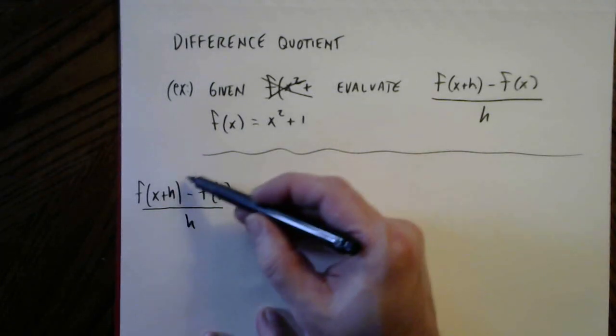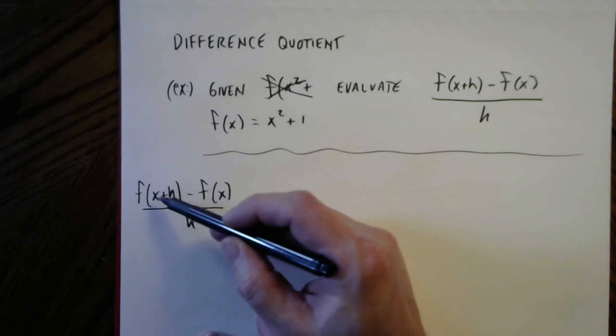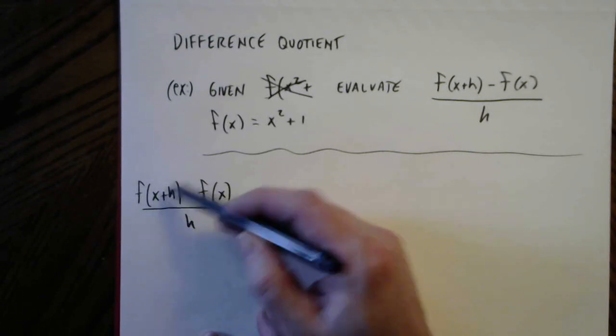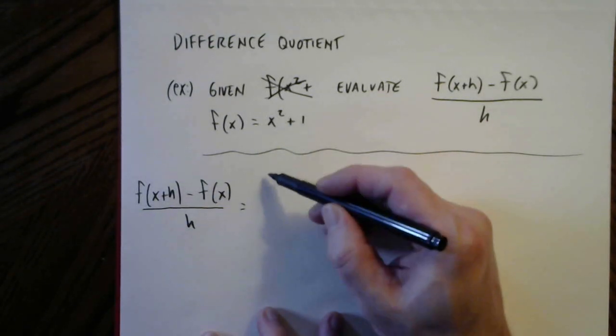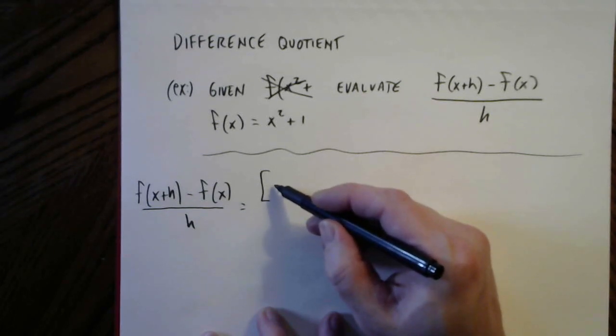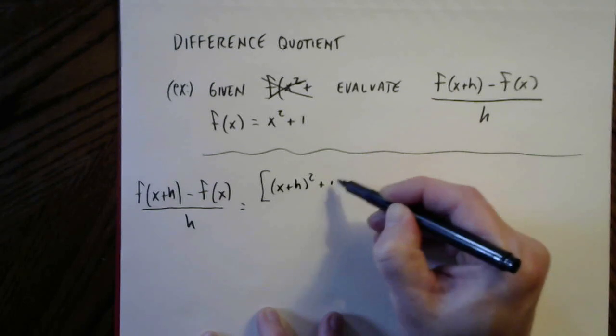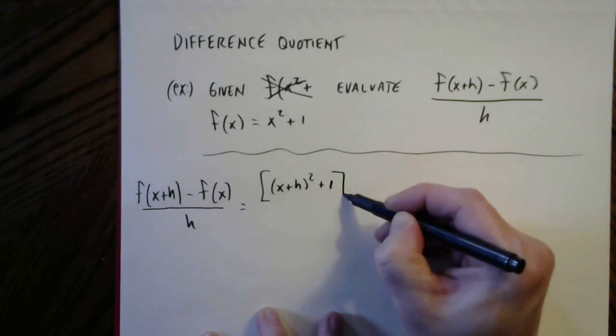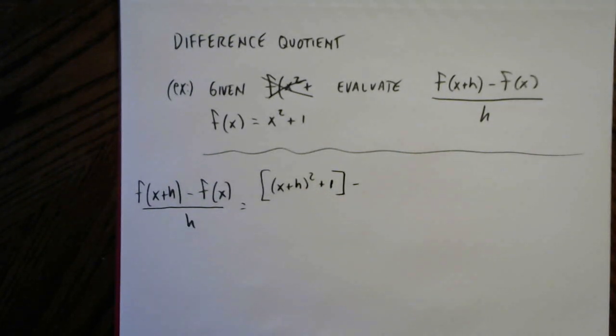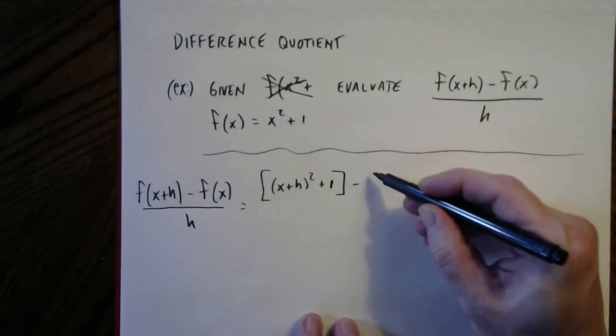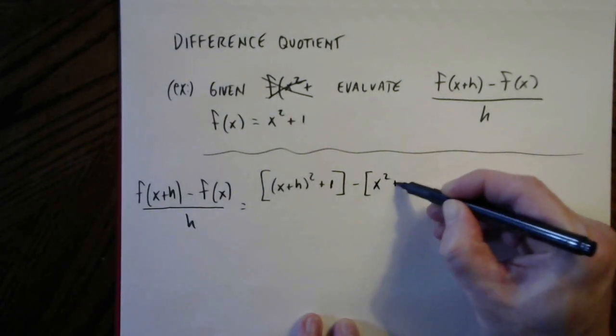So f of x plus h, this goes back to something from the beginning. That is what I get when I put x plus h into this function. So I'm going to use a lot of parentheses when I do these. So that's x plus h squared plus 1. Okay. What's f of x? Well, f of x is up here. How do I know? Because I can read x squared plus 1. And I'm going to put that in brackets too.